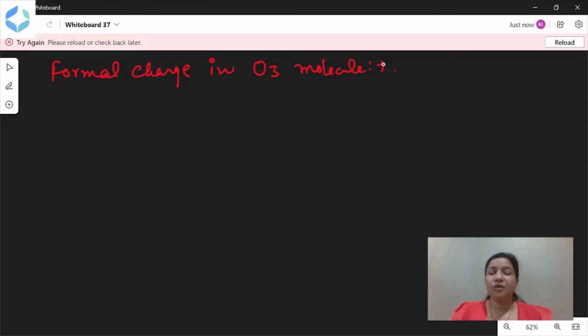Actually, what is formal charge? Formal charge is the charge which is carried by each atom in a molecule or a radical, the individual charge on each atom. Like ozone is made up of three oxygen atoms.